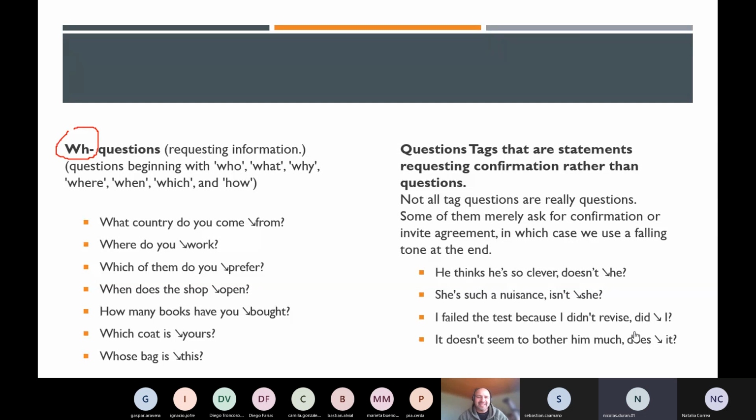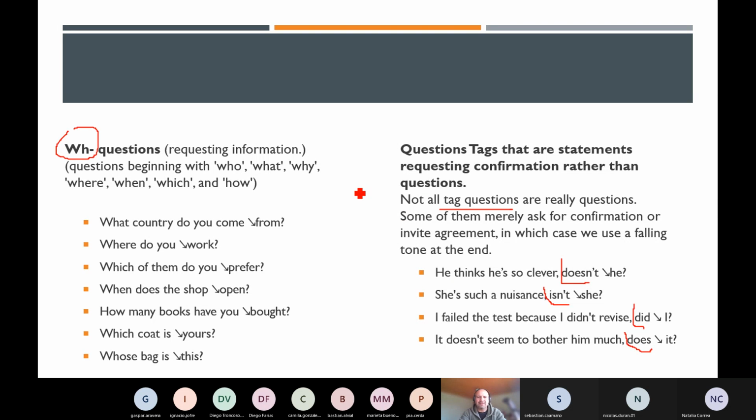Excellent, wonderful. These are really complex tag questions, right? And the point is that not all tag questions are really questions. When you are using a tag question, and by a tag question, I mean this section, right? Doesn't he? Isn't he? Did I? Does it? Those are called tag questions, okay? And not all of them are really questions.